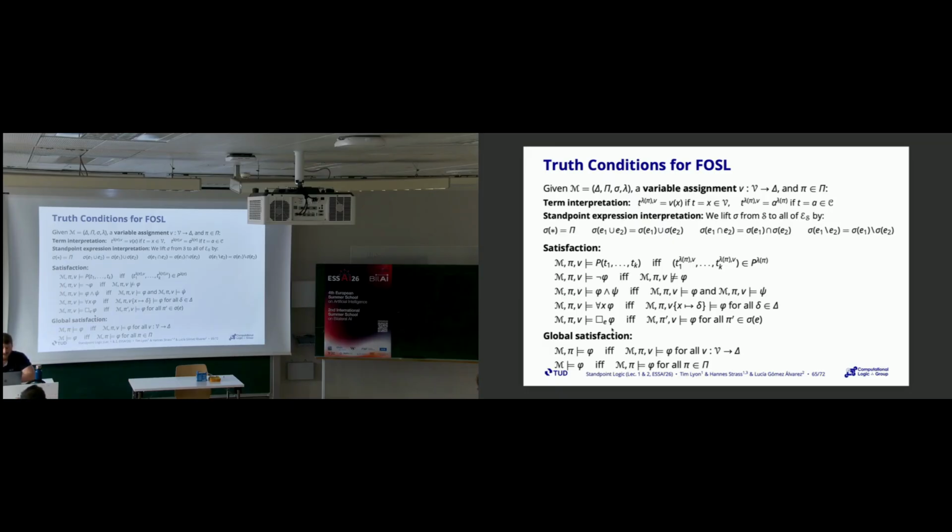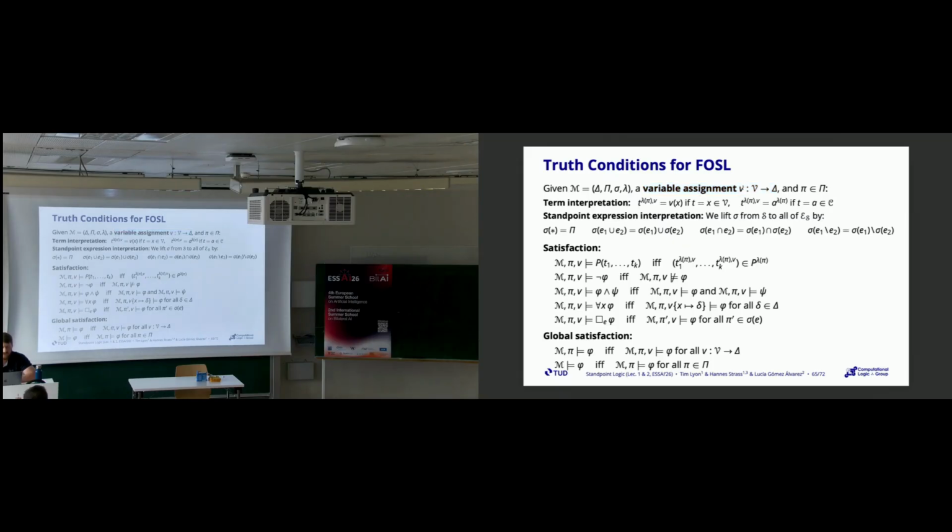So in order to interpret a first-order standpoint formula, we have to not only interpret it relative to a model and a precisification, like we did in the propositional setting, but we also have to define truth relative to what's called a variable assignment. The reason being that first-order standpoint formulae can contain free variables. So we need to know what these denote in order to interpret a sentence as true or false in a particular setting. So a variable assignment, all it does, it's a function denoted by little v, and it maps a variable to an element in the domain delta.